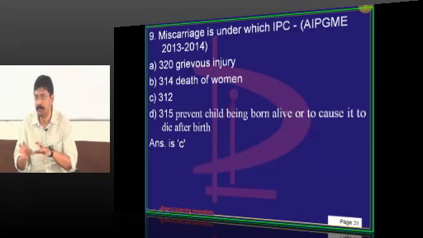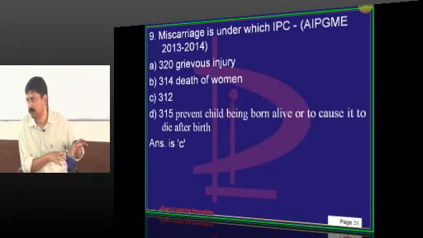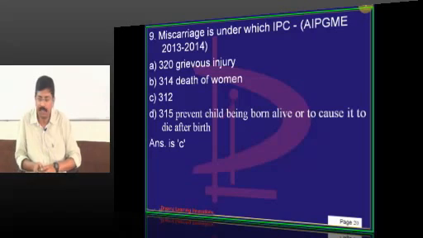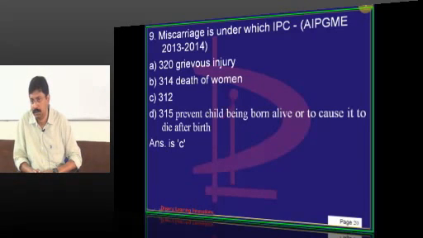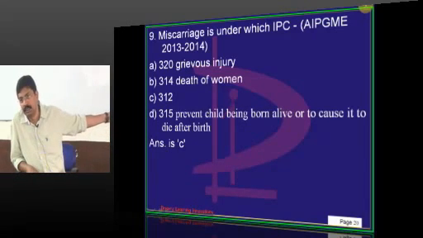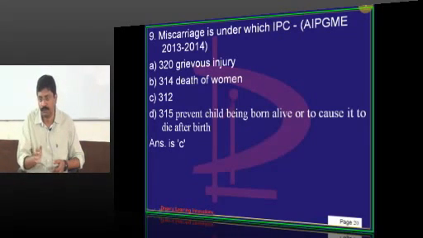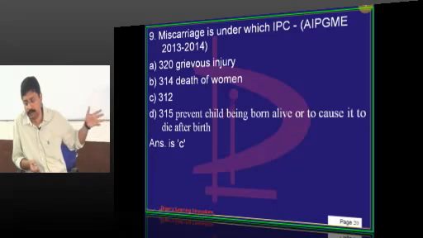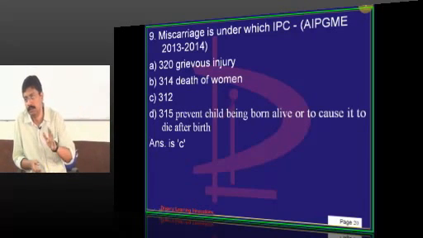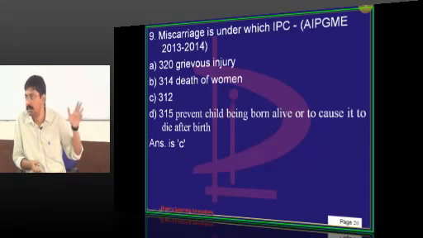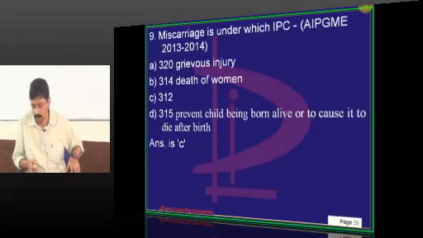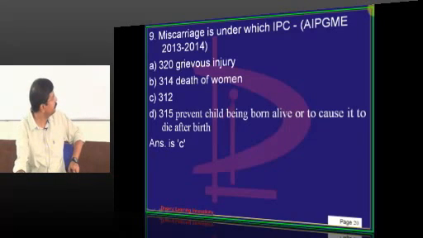You are omitting something or committing something and then causing the death of the child, or immediately after the birth of the child you are killing that particular child. Okay, so that comes under 315. So after viability generally it is 315, before viability the other sections. 312 defines the miscarriage, 314 is whenever the death of that particular woman occurs, okay.